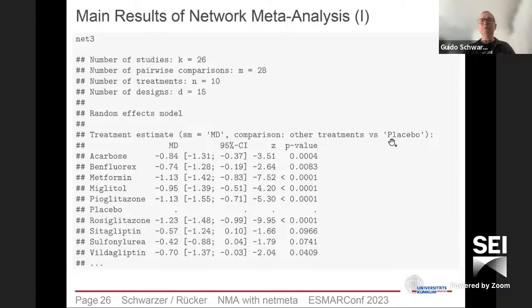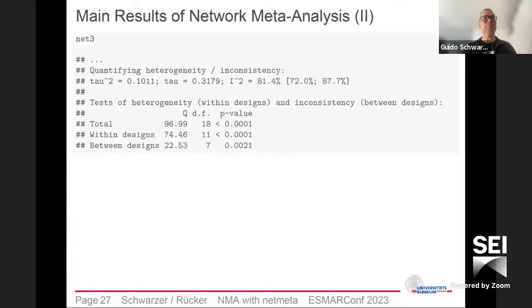And because we said placebo is our reference treatment, all the results here are printed relative to placebo. And then we could directly look at how well all other treatments work compared to placebo. As you can see here with the negative sign, all are actually better than placebo in reducing the HbA1c value on average. And then at the bottom, we also get information on the heterogeneity, a tau squared estimate, as well as the test for overall heterogeneity or inconsistency, and an I-squared value, which is rather large here.